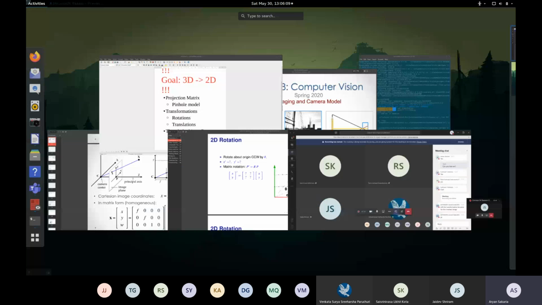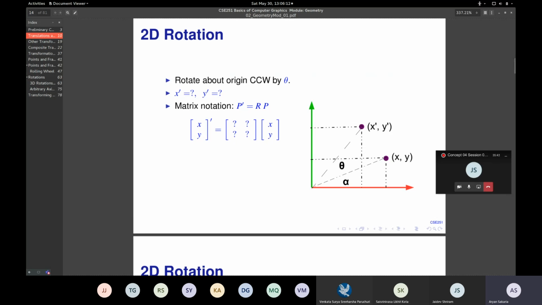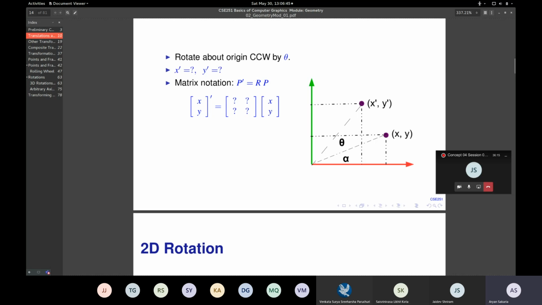So let's say that I want to rotate it about the origin by some angle theta, right? So this angle is theta. I don't know if you can see my cursor, but it's the angle between the line from the origin to xy and the line from the origin to x dash y dash. So the angle between these two points is theta. And now we just want to rotate this about the origin by some theta, right?